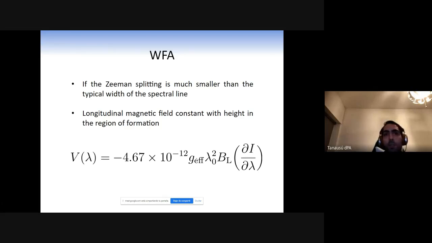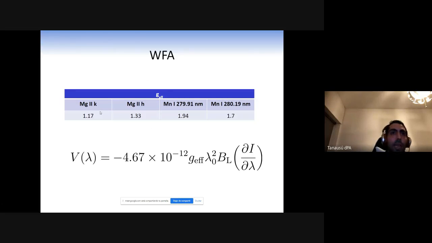In this approximation, the circular polarization is proportional to the effective Landé factor, the square of the wavelength, the longitudinal magnetic field, which is the quantity we want to infer, and the first derivative of the intensity. Here we have the lambda factors of the lines that we analyzed. For the magnesium, the lambda factors are pretty close to 1, with the H line being larger, so we expect larger signals in this line. And for the manganese, the lambda factors are much closer to 2. Again, this one is larger, so we expect a larger signal in this line than in that.